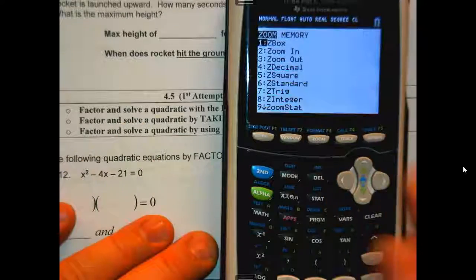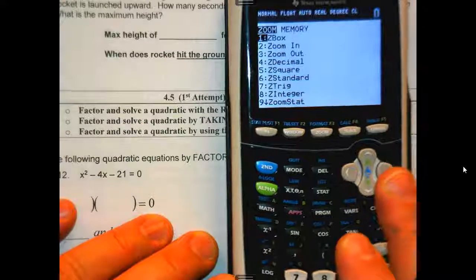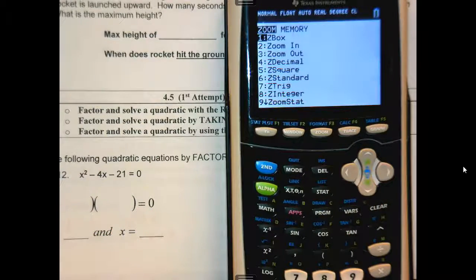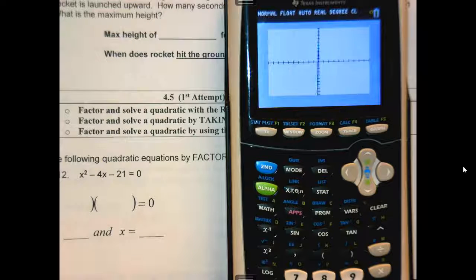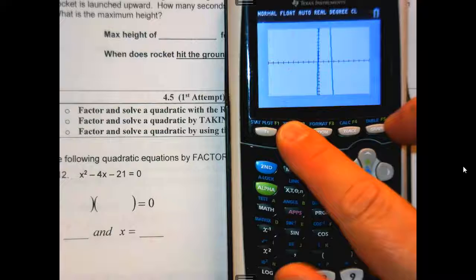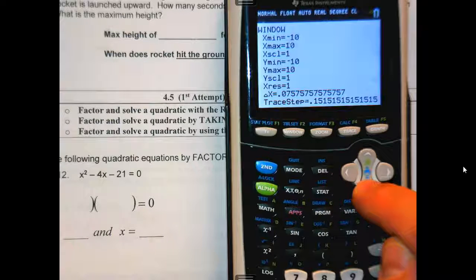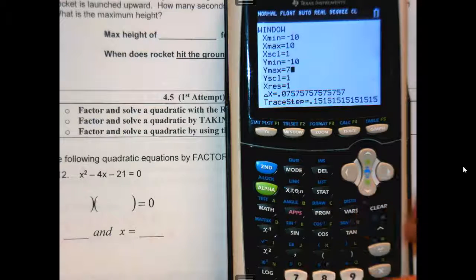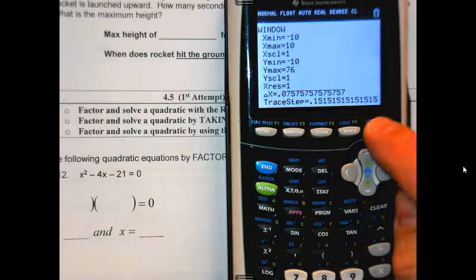All right, go to your Zoom button, and just hit Zoom standard, number 6, and it gets you back to your default screen. Okay. All right, so now you can adjust your window. I think I had it at 76 for my Y max. Then hit graph.